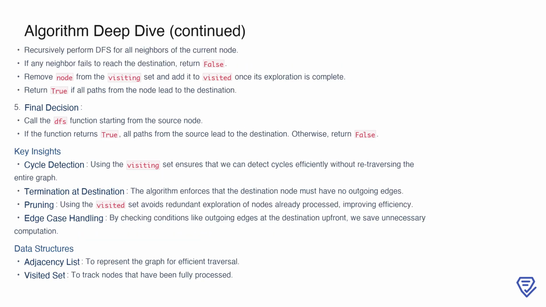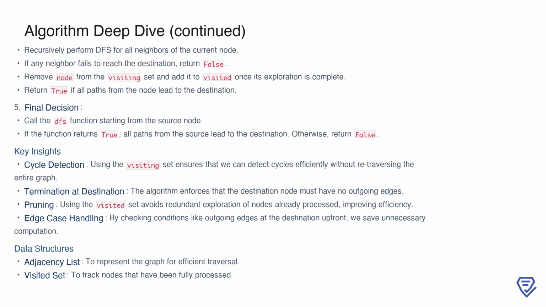To implement the recursive DFS, we define a function, dfs(node), that performs the traversal and checks the conditions. If the current node is the destination, we return true only if it has no outgoing edges. This ensures the termination condition is met. If the node is already in the visiting set, we return false because that indicates a cycle. If the node is in the visited set, we skip further exploration, as it has already been processed.